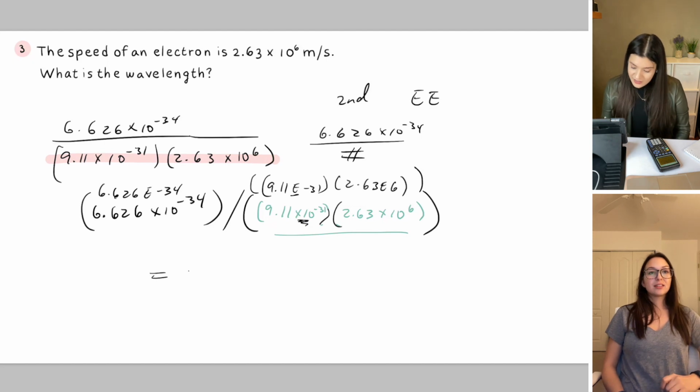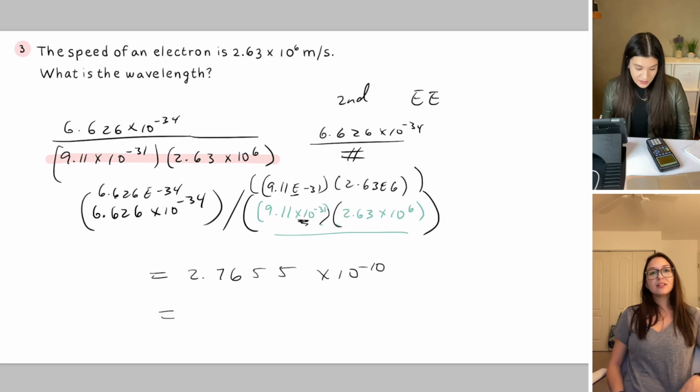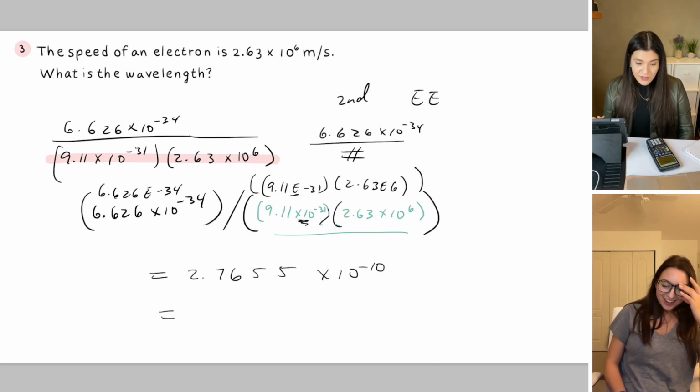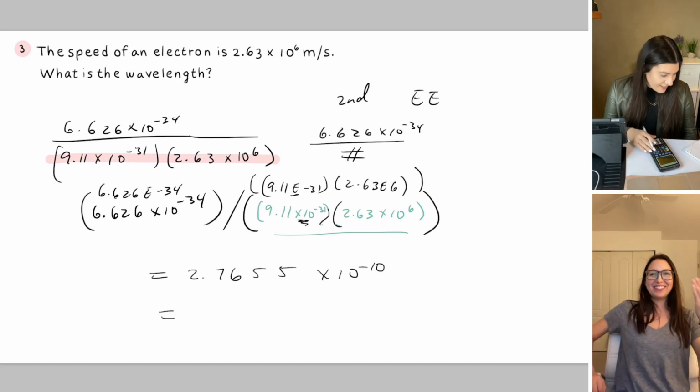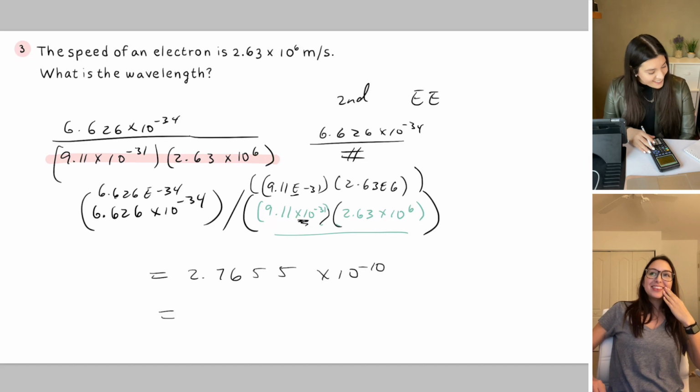What you would end up getting is 2.7655 times 10 to the negative 10th. How many sig figs would we round to this? Times 10 to the negative 10. Yes. Did you not get that? When I did it, I got times 10 to the negative 58. What?